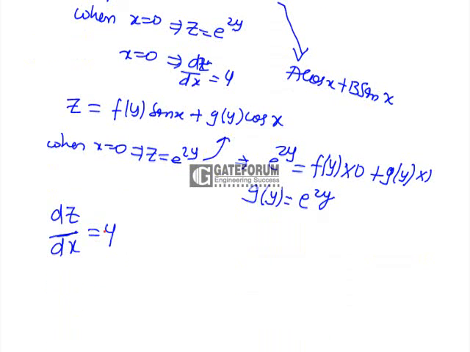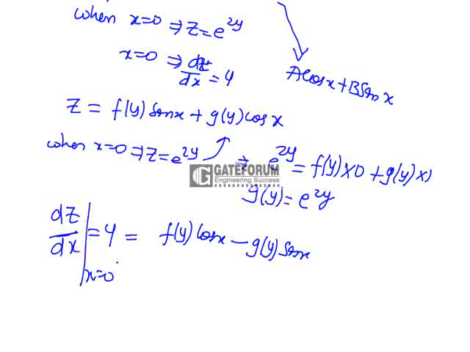Okay, one more condition is dz by dx is equal to 4. So this is equal to f of y into cos x minus g of y into sin x. Okay, now when x is equal to 0, this condition is equal to f of y.